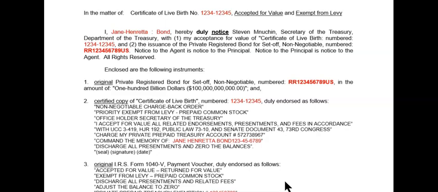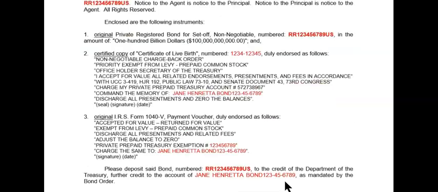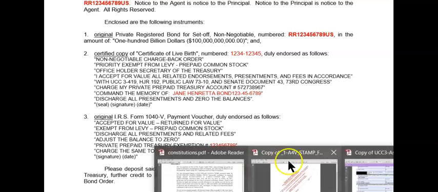All rights reserved. Enclosed are the following instruments. 1, original private registered bond for set off, non-negotiable number and the registered mail number in the amount of $100 billion. 2, certified copy of certificate of live birth, numbered, duly endorsed as followed. And so then that goes into the endorsement that is going on the back of the actual birth certificate, which I'll show you right here.